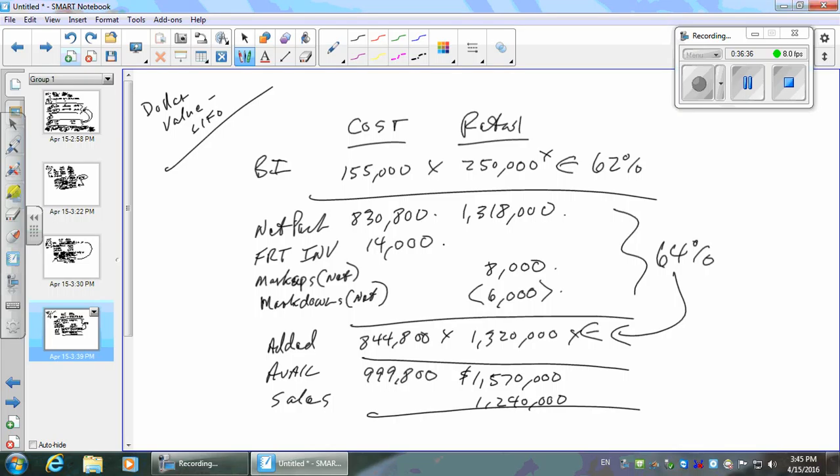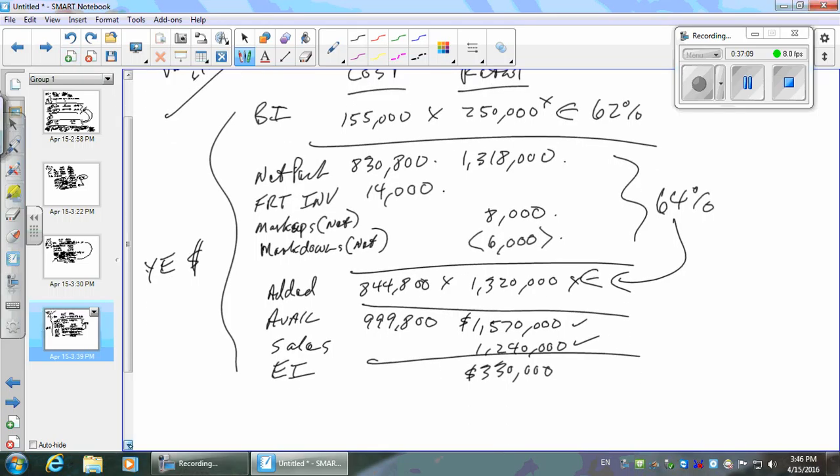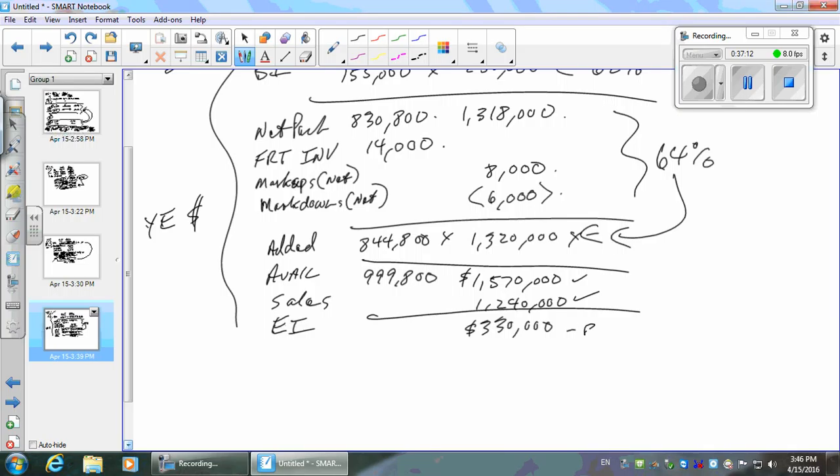So now what do I know? My ending inventory at retail in year-end dollars. This is all year-end dollars. We have not deflated anything, right? So what do I have here? 330,000 left at retail. See that? 1,570 less 1,240. Are we good? All you do is take your inventory available at retail sales price, less your sales. And now this is ending inventory at retail, but it's year end. So what do I want to do with that?